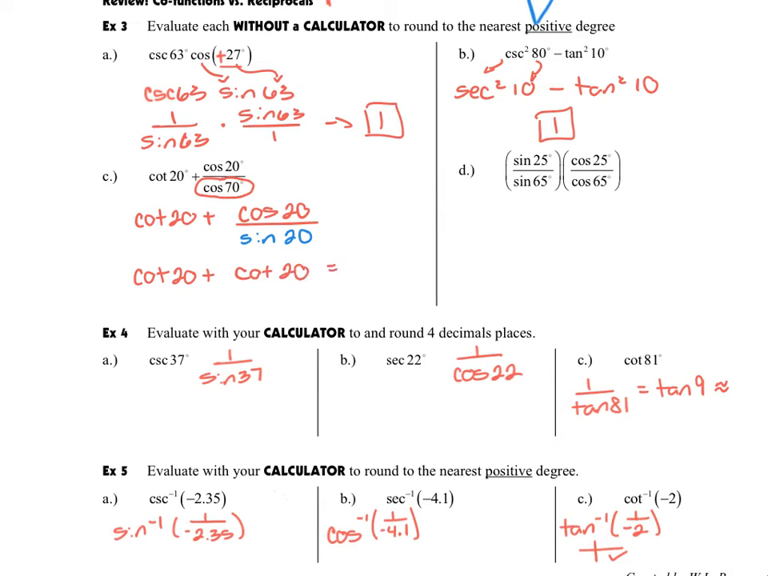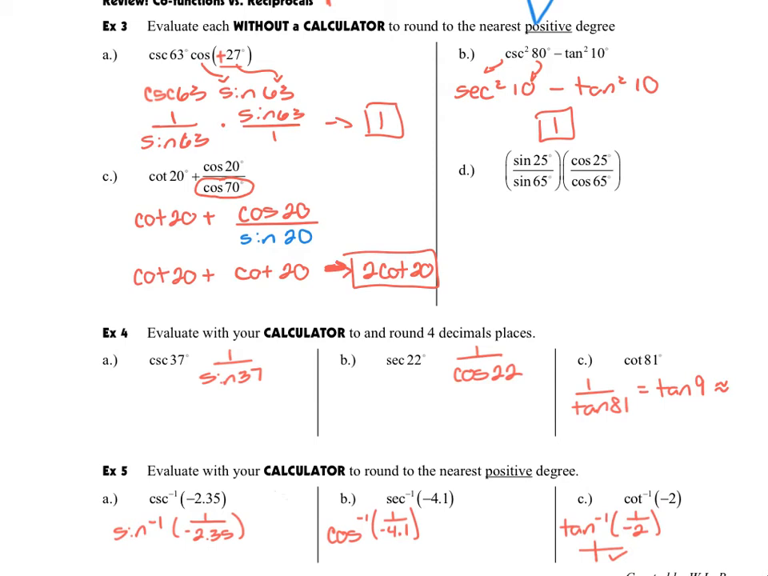And that's going to simplify to a nice 2 cotangent 20. And that's the best that'll clean up to, and that's okay. On the next one, it's not going to matter what we change because we have even numbers of both of them. So I'm going to change the 65s.